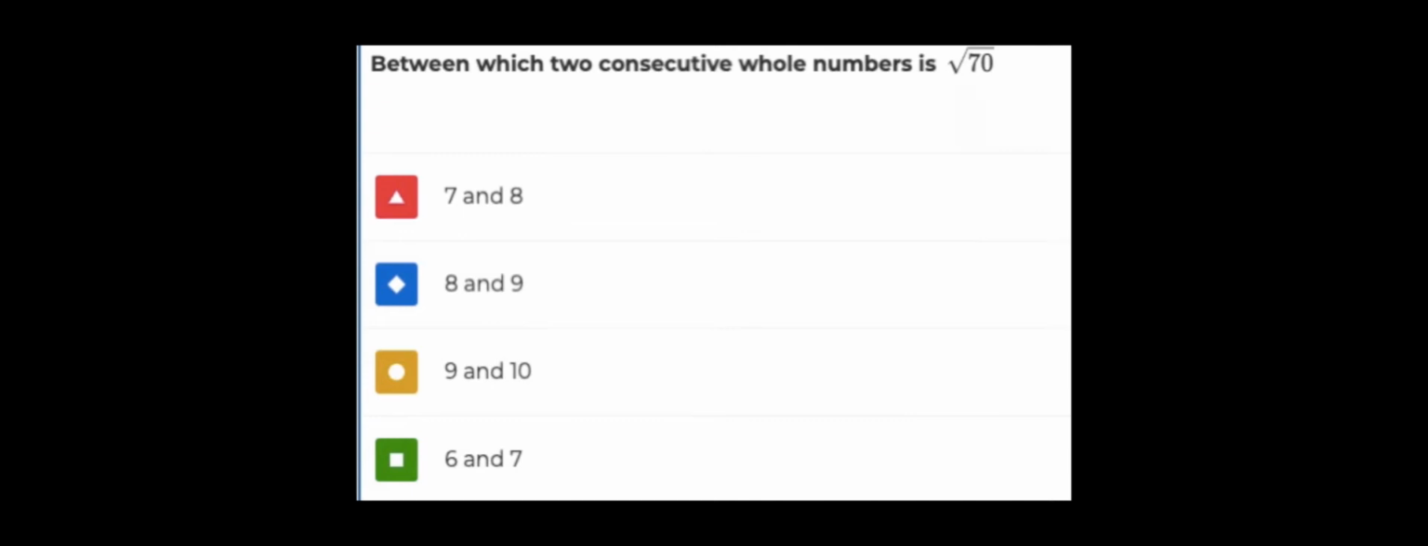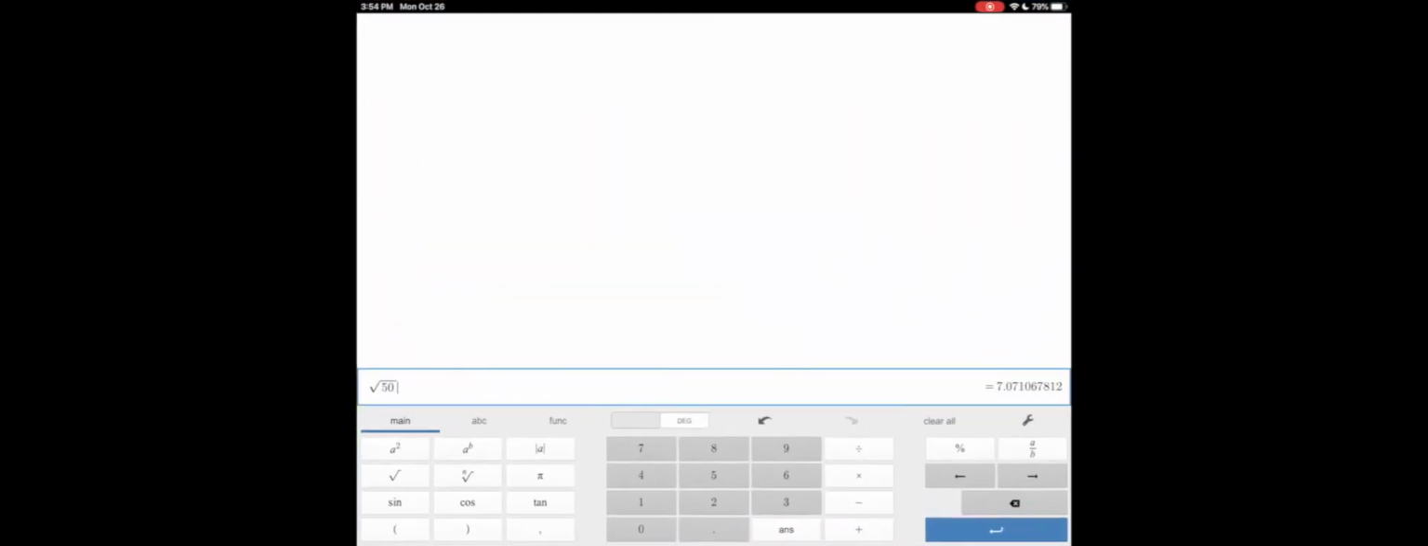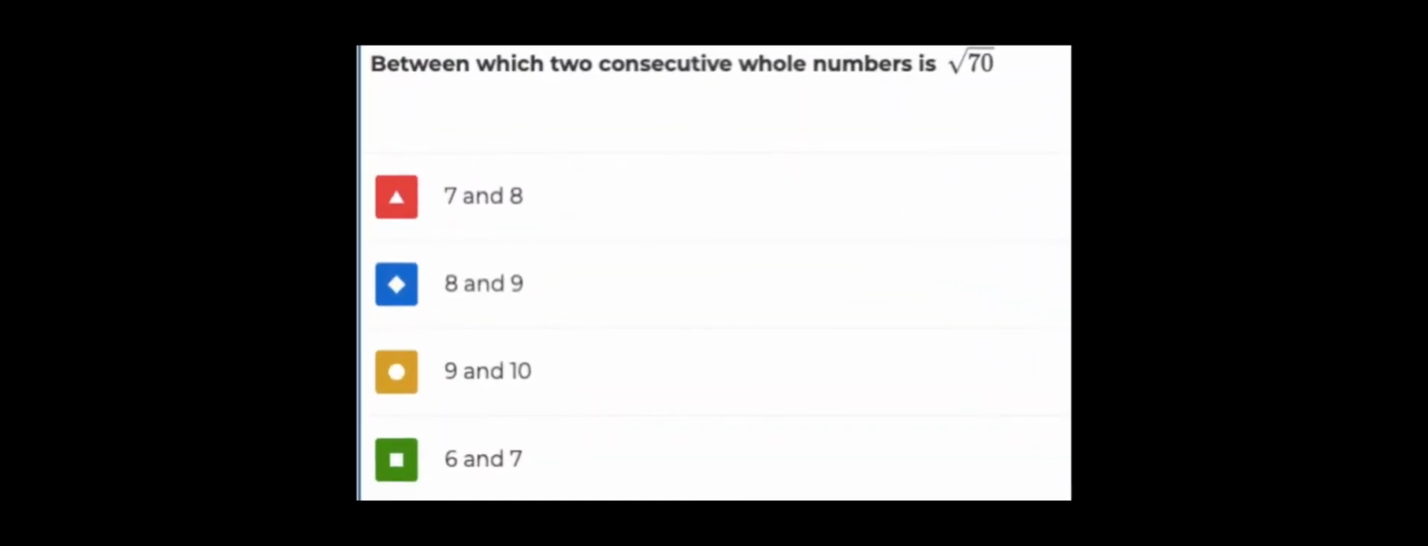Between which two consecutive whole numbers is the square root of 70? So I'm going to do the same thing. I'm going to use my calculator. Square root of 70. As you can see, that's 8.3. 8.3 is in between 8 and 9. 8.3 is bigger than 8, and 8.3 is less than 9, so it's in between 8 and 9, which is the blue diamond.